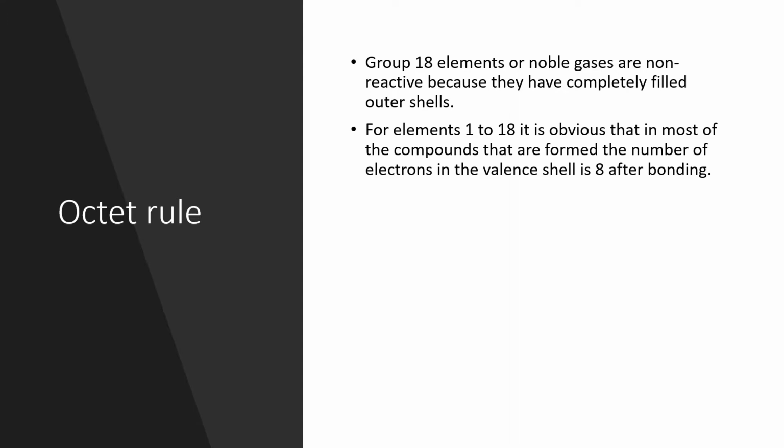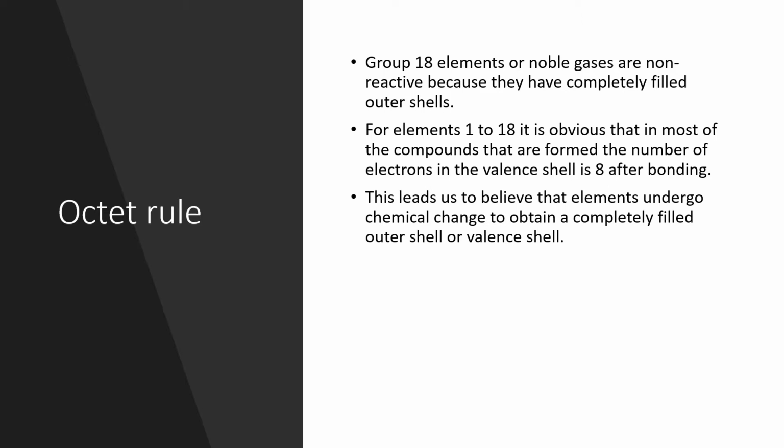For elements 1 to 18, it is obvious that in most of the compounds that are formed, the number of electrons in the valence shell is 8 after bonding. So the tendency would be to lose electrons or gain electrons so that they will have 8 electrons in the outer shell. Hence it's called the Octet Rule. So this leads us to believe that elements undergo chemical change to obtain a completely filled outer shell or valence shell.